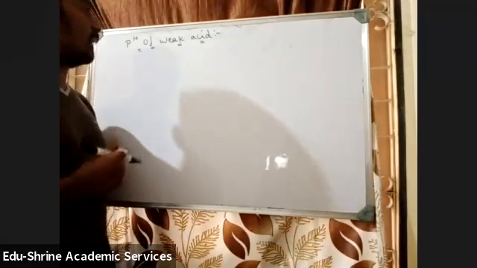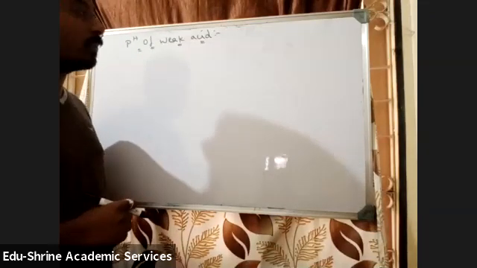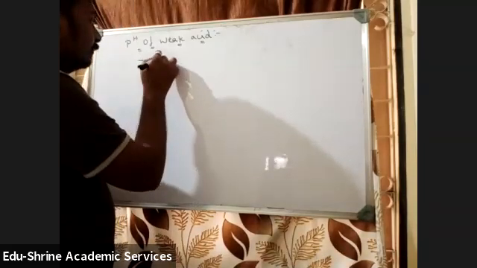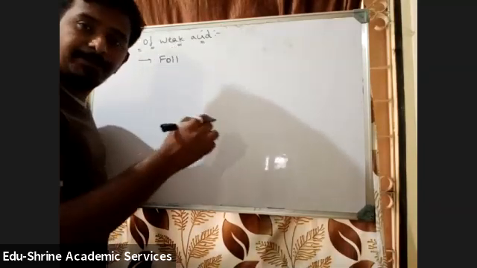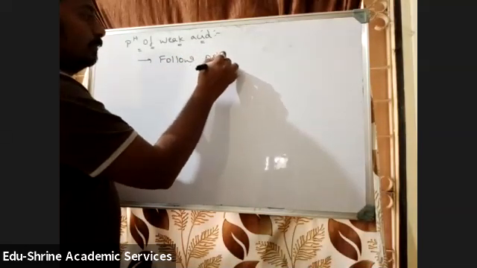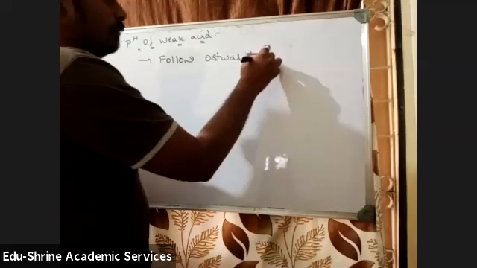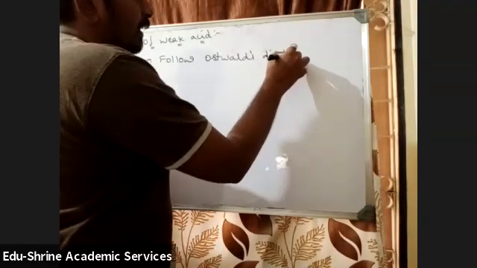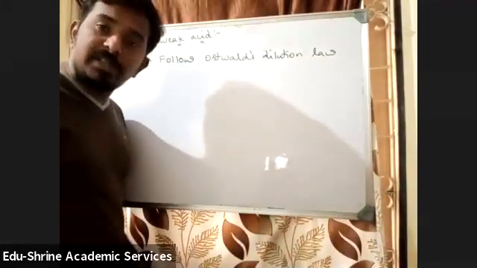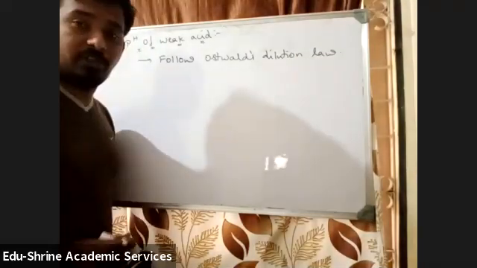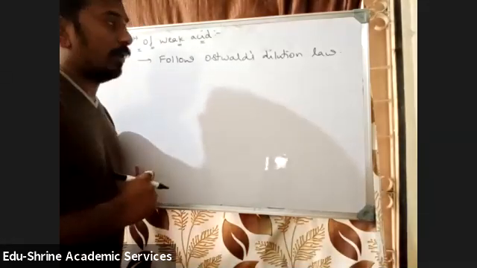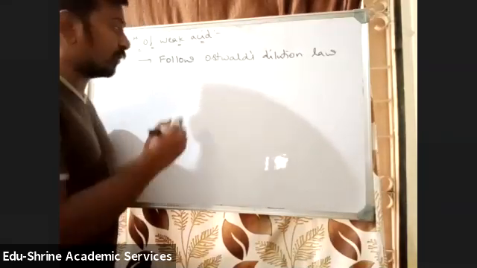Okay. So to calculate pH of weak acid, we need to follow Ostwald's dilution law. Whenever there is a weak substance, always we need to follow Ostwald's dilution law. Whenever there is weak acid or weak base, it is compulsory to follow Ostwald's dilution law. So I have given three formulas, if you remember. What are the three formulas to be used in Ostwald's dilution law?